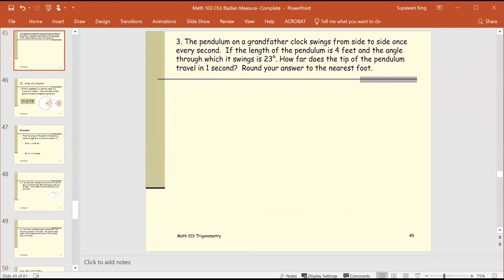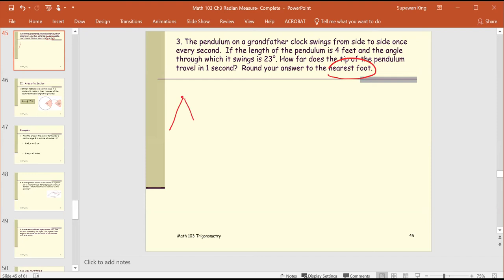Example 3. The pendulum on a grandfather clock swings from side to side once every second. If the length of the pendulum is 4 feet and the angle through which it swings is 23 degrees, how far does the tip of the pendulum travel in 1 second? Write your answer to the nearest foot.